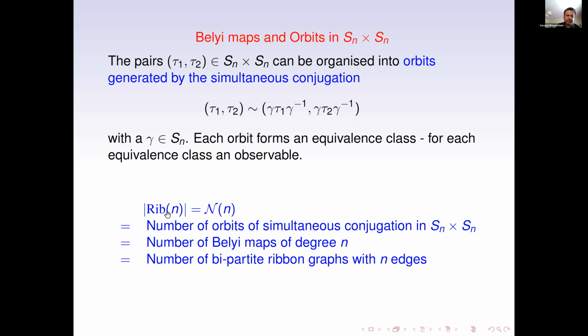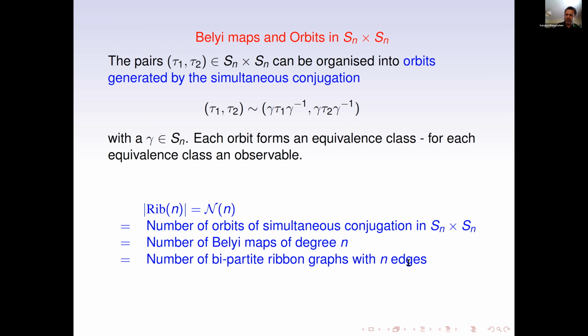So you have the number of ribbon graphs, which I will also call curly N of little n, which is the number of orbits of permutations in Sn cross Sn under simultaneous conjugation. This is also the number of Belyi maps of degree n, and it's also the number of bipartite ribbon graphs with n edges.